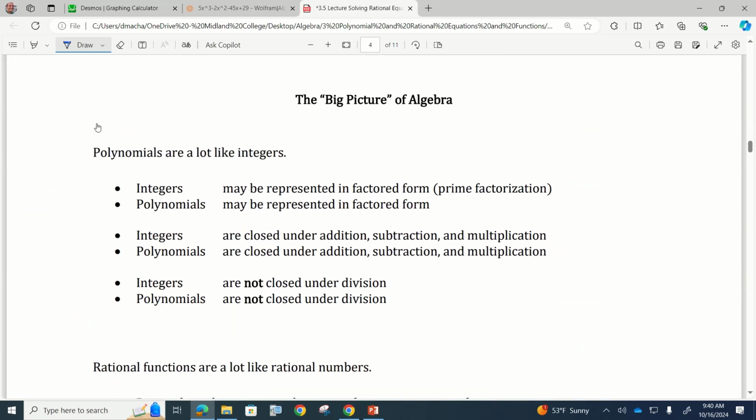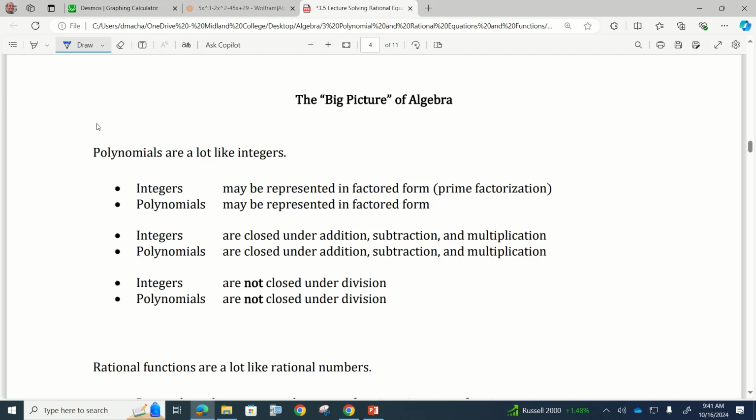So let's take a moment to appreciate what I call the big picture. Polynomials are a lot like integers. There's kind of an analogy here, where integers can be represented as a prime factorization. It's kind of like factoring the integer, right? Polynomials can also be factored and written in a factored form. Integers are a set of numbers, and they are closed under addition, subtraction, and multiplication. That means if you add any two integers, you get an integer. If you multiply any two integers, you also get an integer.